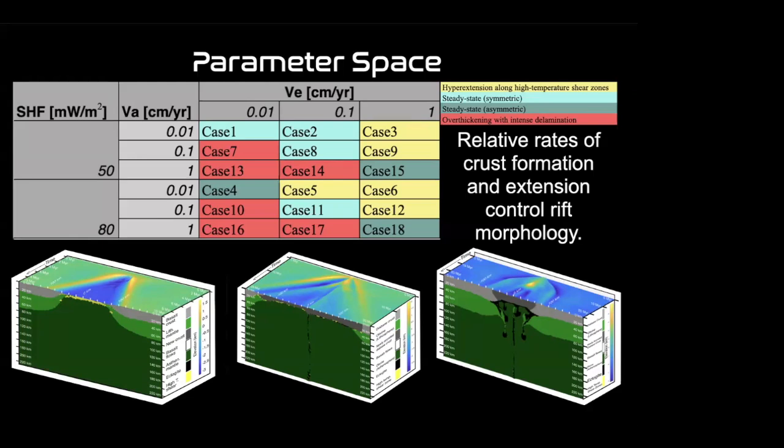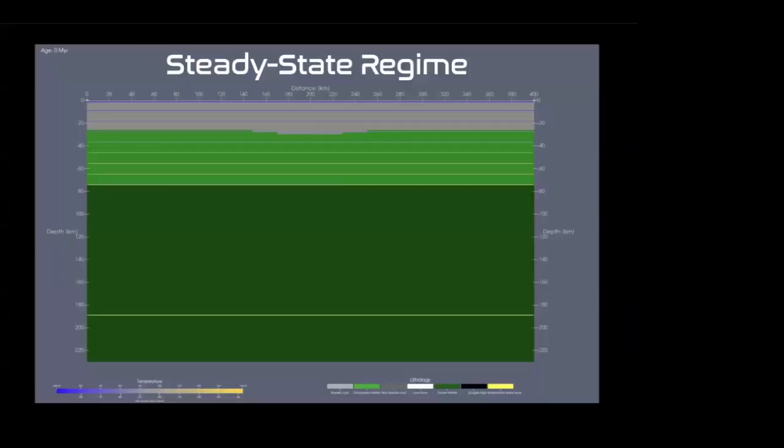I'm going to get into this in more detail in later slides, but the key point here is that there's these diagonal lines that split the two different regimes, the two different heat flows. So it really is a relative rate of crustal formation and extension that controls rift morphology within the model. And it falls down to these three different regimes.